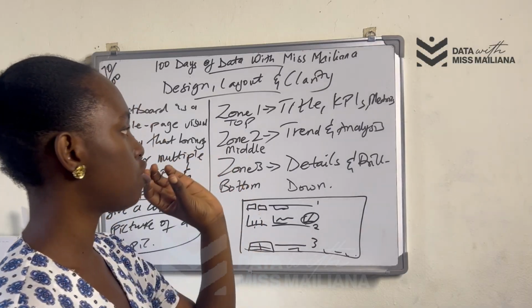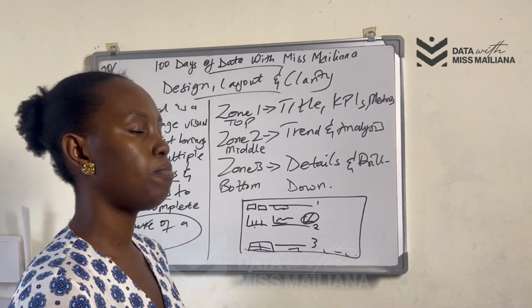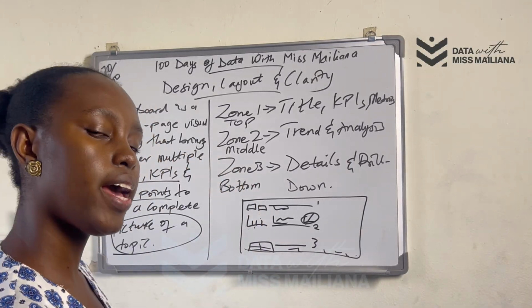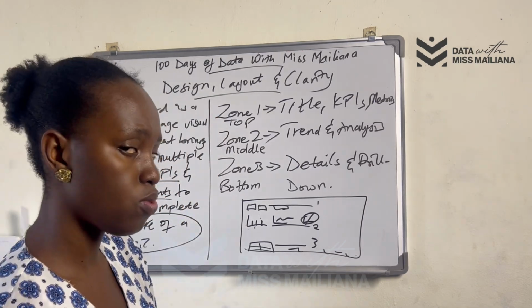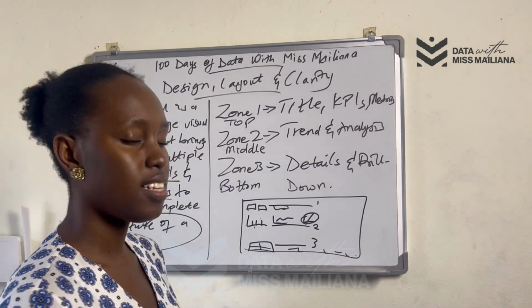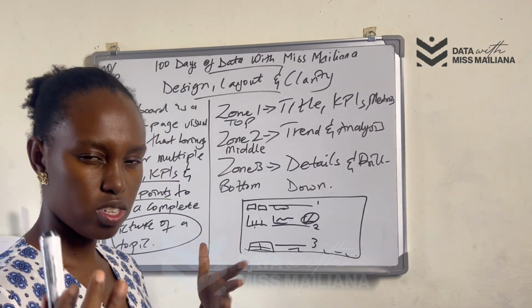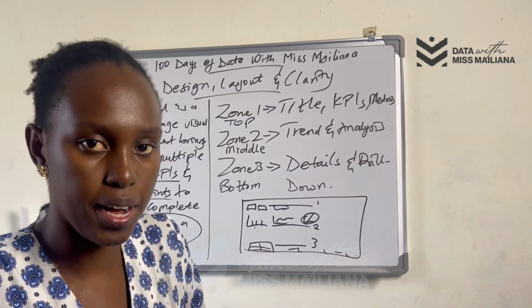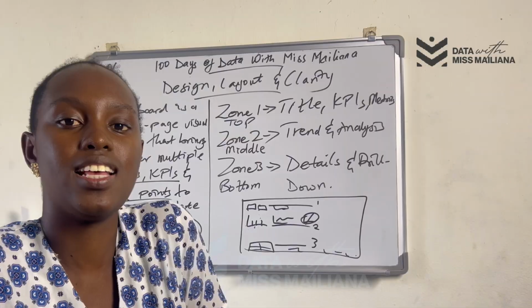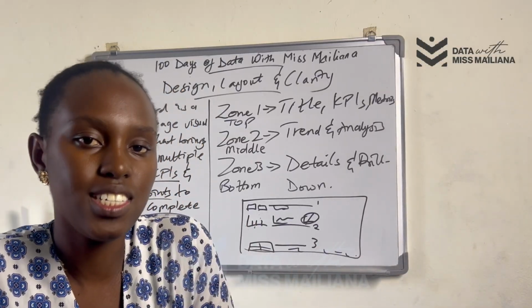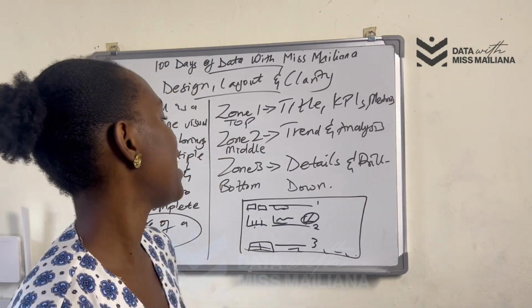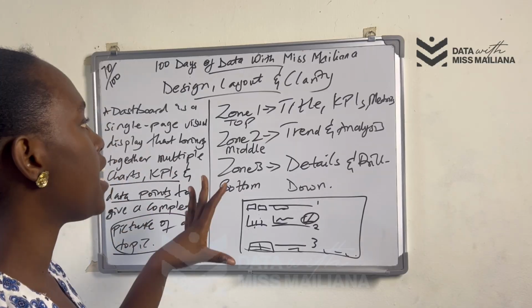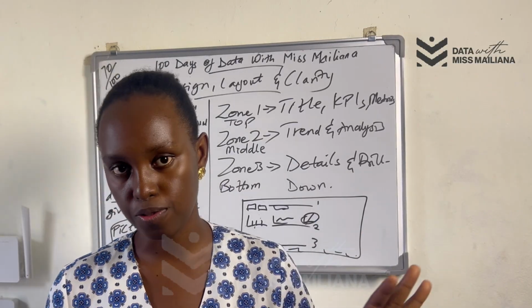First zone should have your title, your KPIs, and your metrics. So when someone sees it, they read the title, they know what it is about. When they see the KPIs, they already know what your dashboard is all about. Then zone 2 is more like going deeper into it. So think of it like an essay: introduction, body, and conclusion. You get it? So if you have this, your layout becomes quite easy for you to move on with as well.